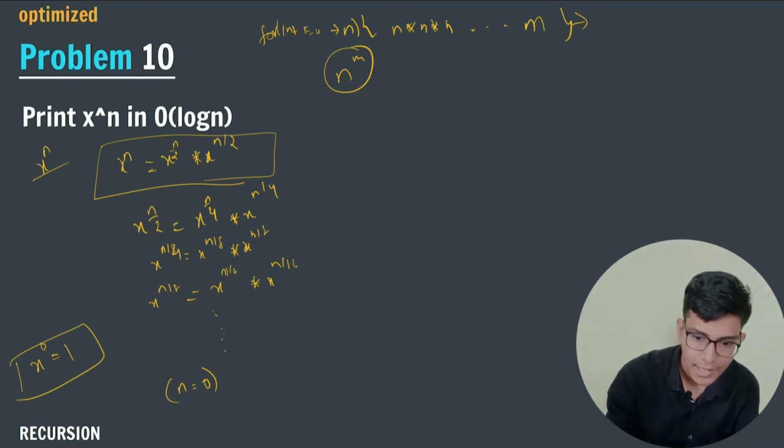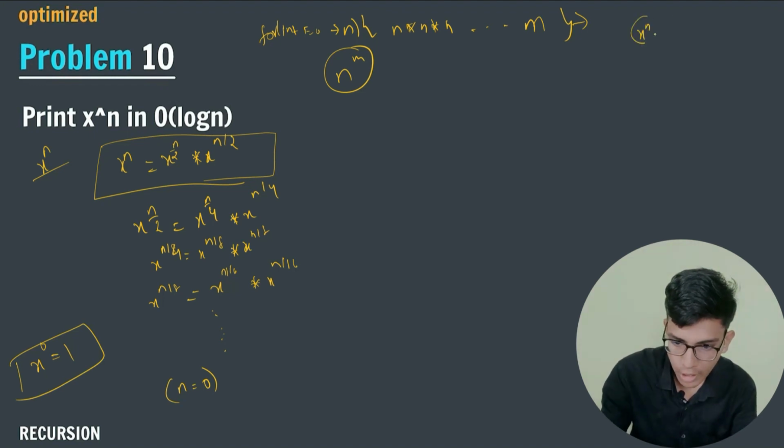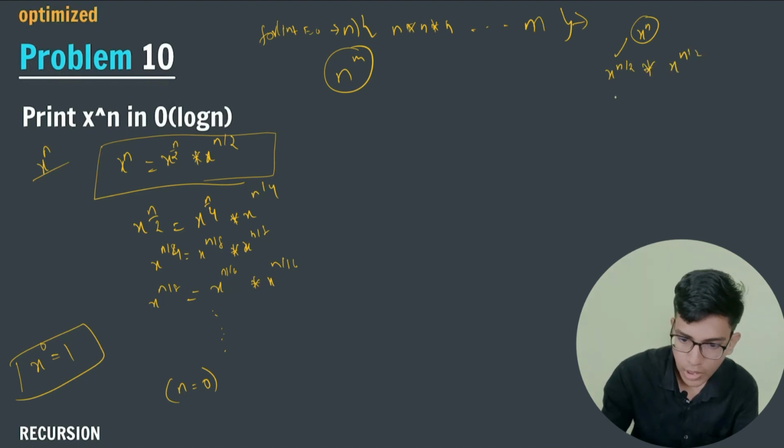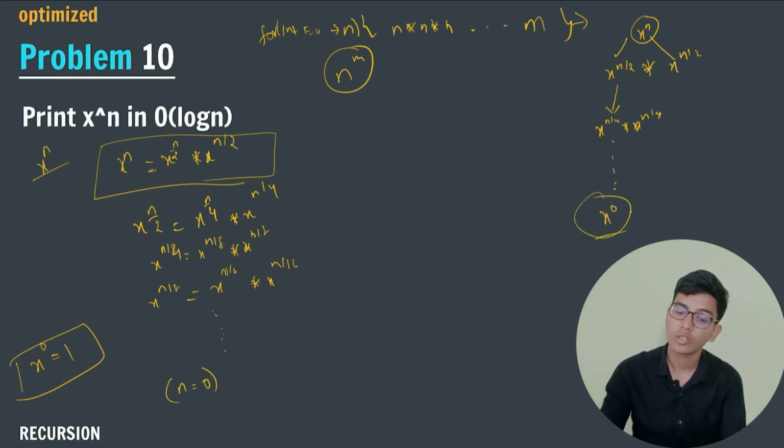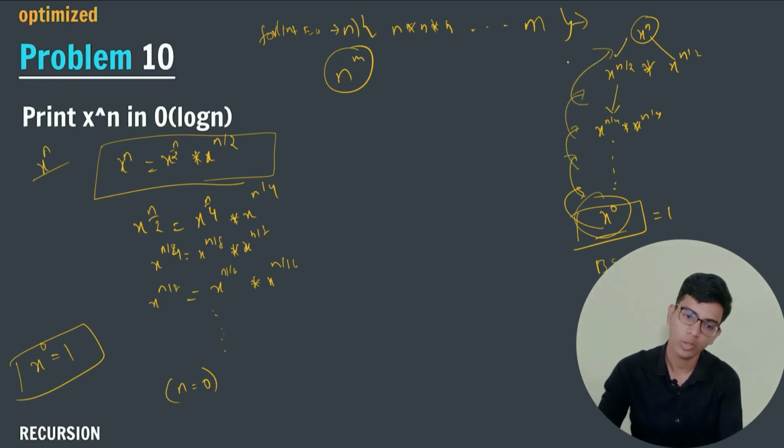So can I write that x to the power of n is equal to x to the power of n by 2 into x to the power of n by 2, and this continues with n by 4, and this process will continue until we get x to the power of 0. If I get x to the power of 0, then this is my base case, and from this I will return 1, and the returning will work, and finally I will get my x to the power of n value. So this is the main logic of my code. Let me write the pseudocode so that you will understand it even better.